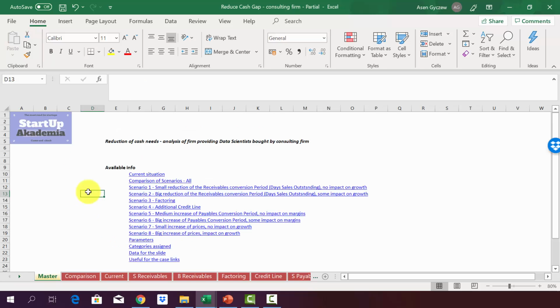I hope you managed to solve the case study on your own, but just in case, we're gonna go through each and every scenario in separate lectures. So please open a file attached to the lecture, which is called Reduce Cash Gap Consulting Firm Partial. And here you will find, as always in the table of contents, all the sheets.